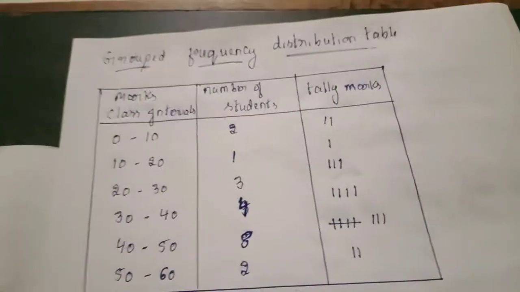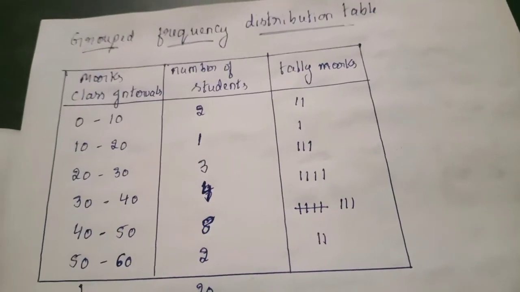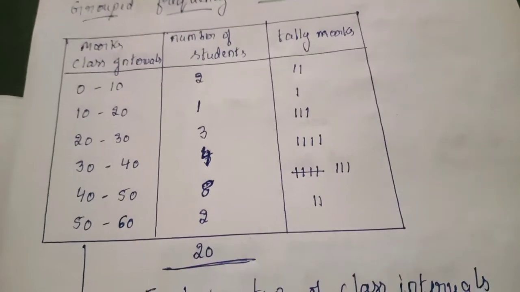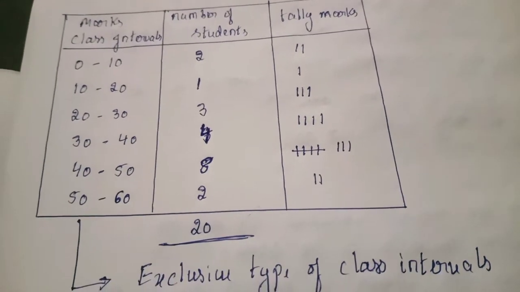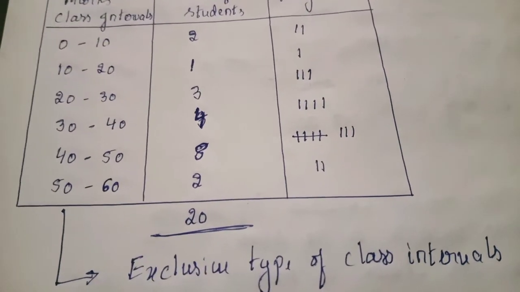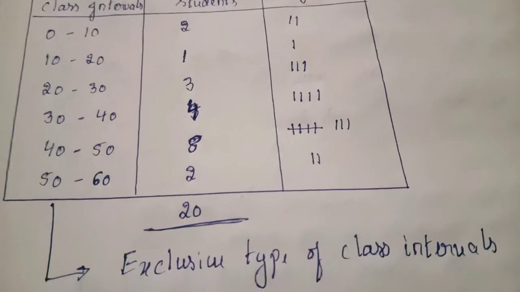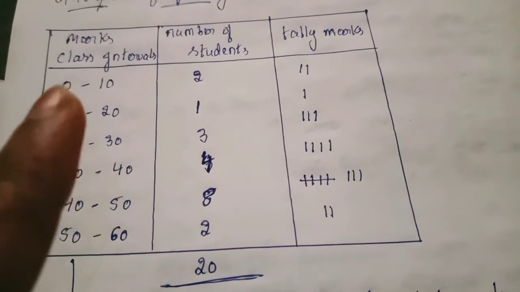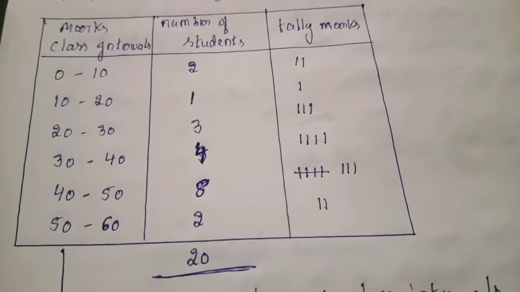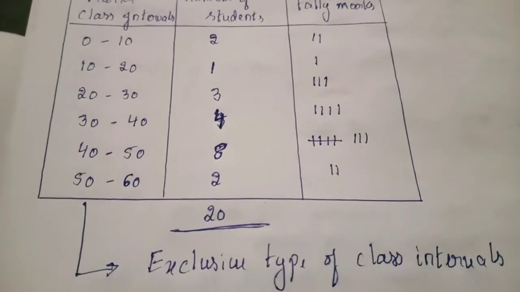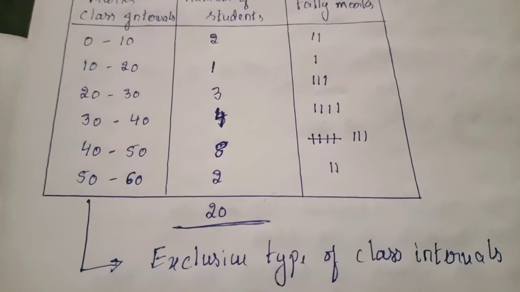What is this? This is a grouped frequency distribution table where class intervals are exclusive type. Why do we call it exclusive? Because we exclude the upper limit in each class interval and count it in the next class interval. That's why we call it exclusive type.